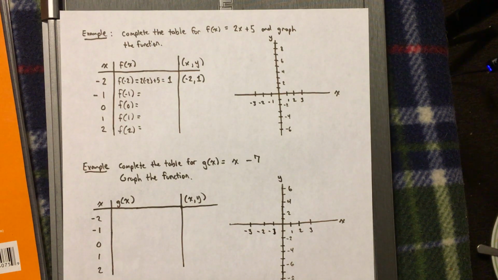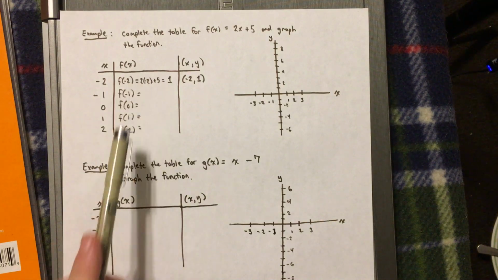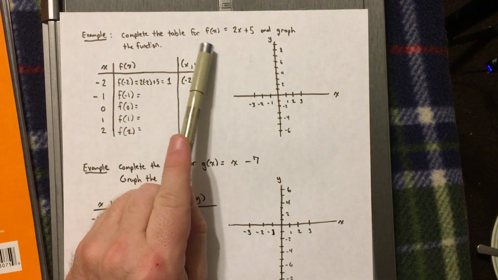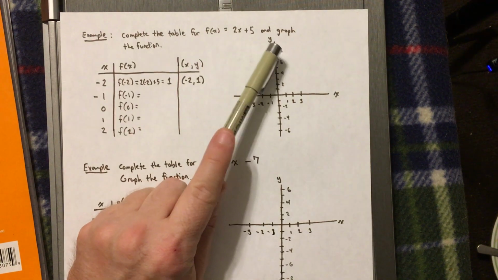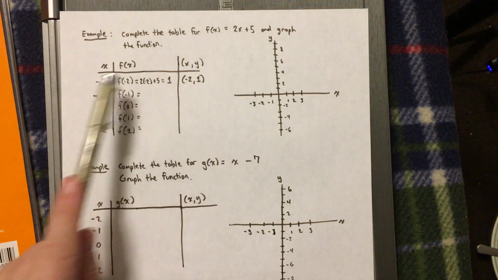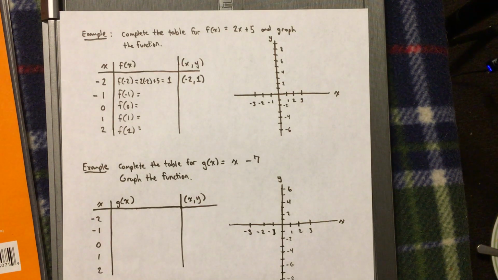In these next couple of examples, we're going to be exploring how we can use function rules to complete tables of values and then use that information to graph the function. So for the first example, we're going to complete the table for this function, f of x equals 2x plus 5. And then we're going to graph the function with the data that we gather in this table.